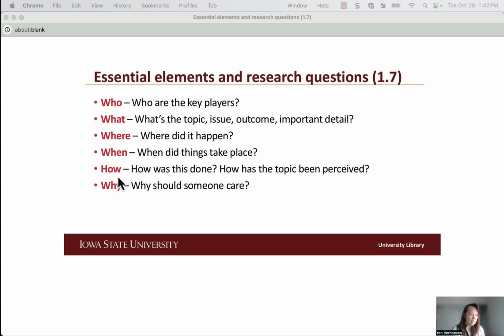How was it done? How has the topic been perceived? When I say how was this done, I'm talking about procedures, right? How are chocolate chip cookies made? Chocolate chip cookies are made completely differently in a chocolate chip cookie factory than they are in your grandma's kitchen, right? So how, process, procedures, perceptions can add to that essential element. And then why? Why should somebody care? Why is this an important thing? And sometimes to whom is this an important thing? So these are sprinkled in there to help you with not only thinking about those research questions, but also thinking about the essential elements in those questions, okay? All right.